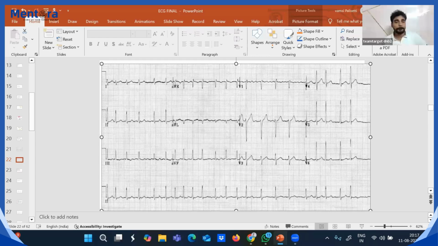Someone got disconnected. Okay. Sir, P waves are not visible in lead 2. Yeah, sometimes some P wave is there, but not for tachycardia. So here if we see properly, I can show you some also, one or two.